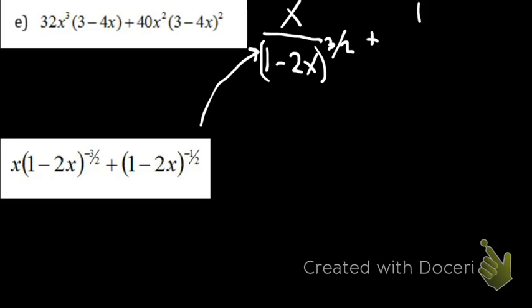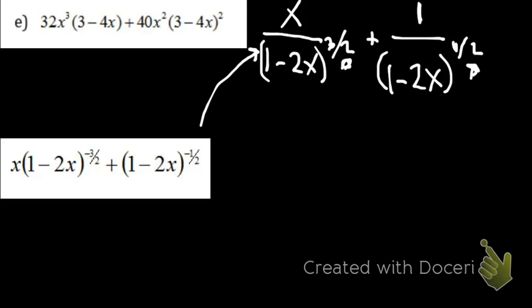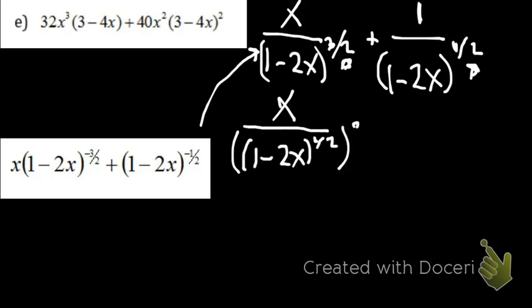And then plus 1 over 1 minus 2x to the 1/2 power. Remember, the denominator of 2 in the exponent just means it's the square root of 1 minus 2x, and on the left it's being cubed, on the right it's raised to the first power. So we can rewrite this, keeping it all in rational exponents. Instead of the square root, we could do 1 minus 2x to the 1/2 power, then that's cubed, and then plus 1 minus 2x to the 1/2 power.